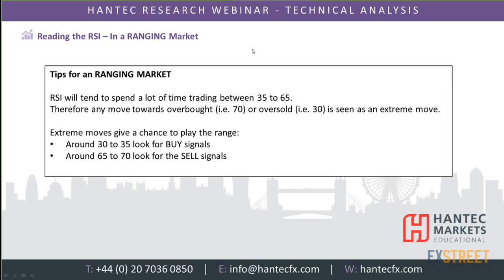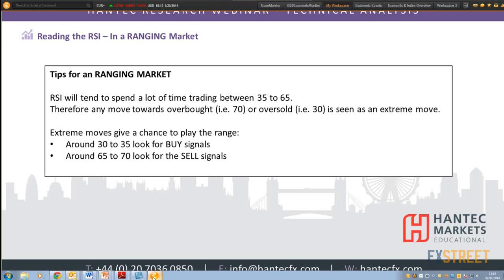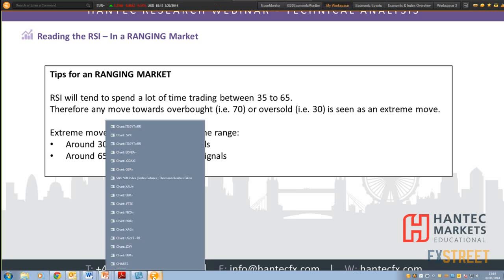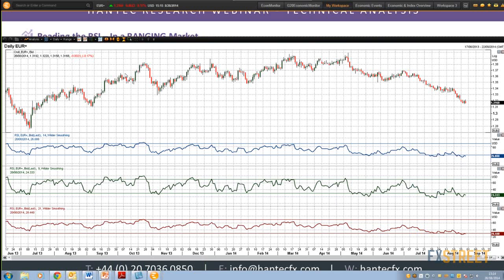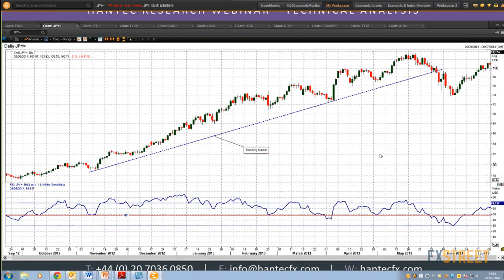So tips for, let me just show you thinking about it. Here we go. Why not show you the trend? Here we go. This is dollar yen over the course of 6-8 months between November 2012 and May 2013. So that's 6 months. And you see this consistent trending higher market, and look at the RSI consistently above 50.